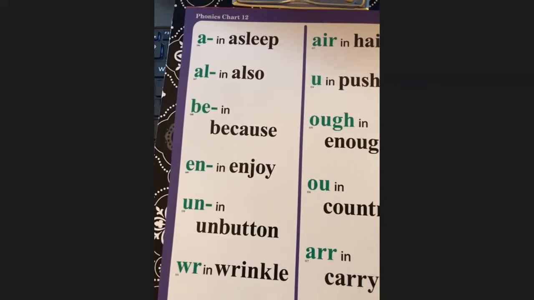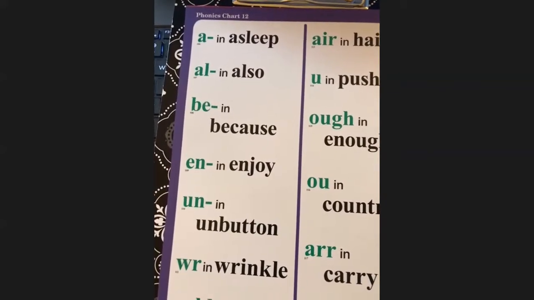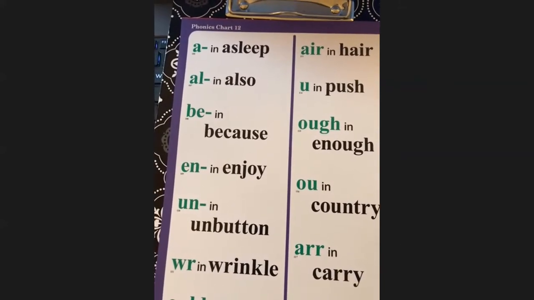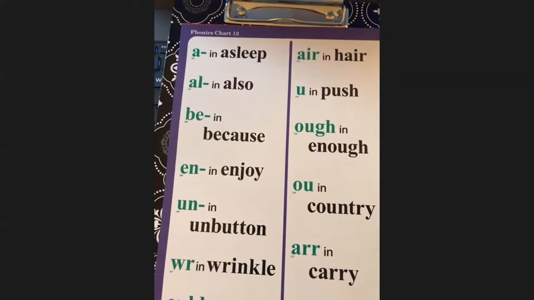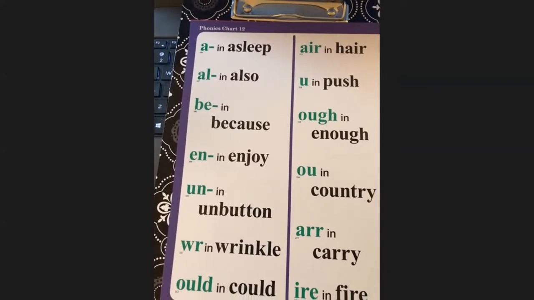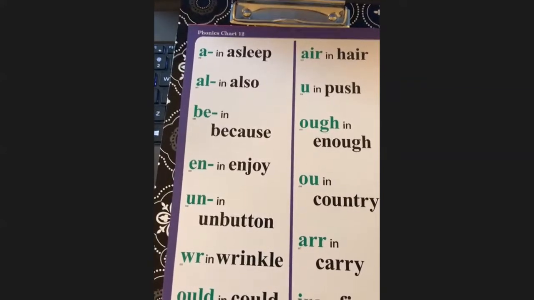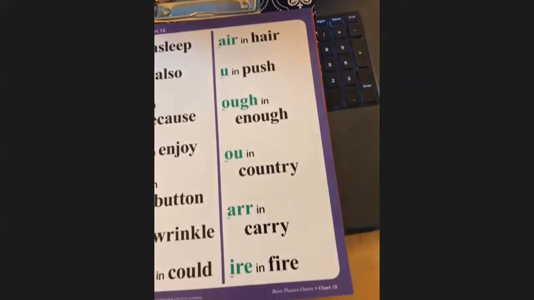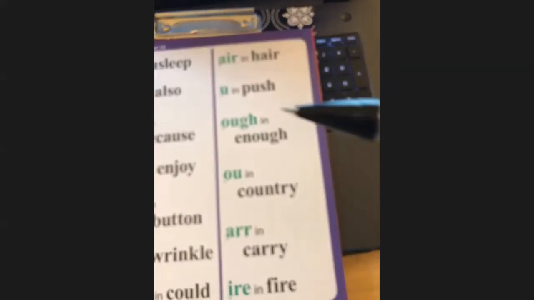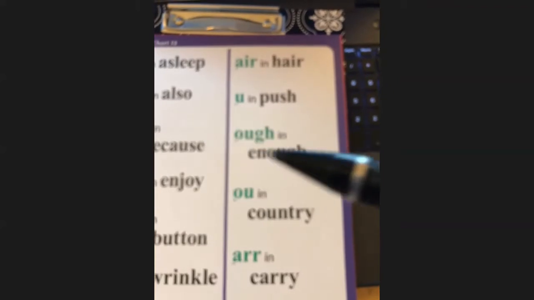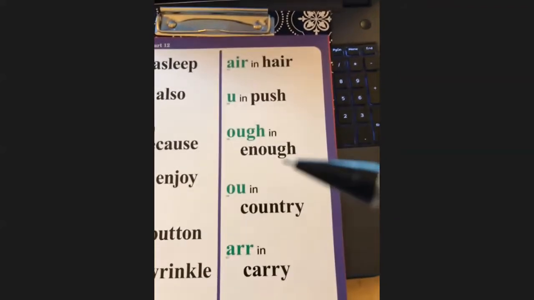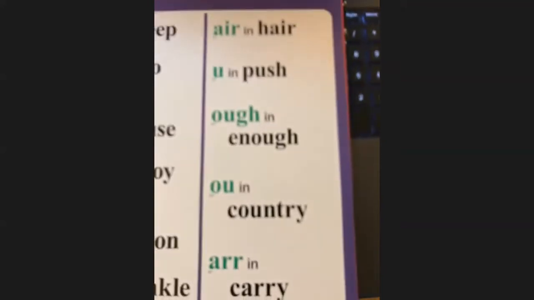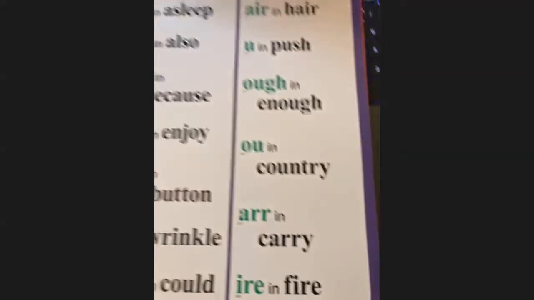The A is the prefix, and sleep is the root word. Okay? Also. B, because. N, enjoy. Unbutton. Okay, now let's look at any other words that we have. Oh, enough. Boy, that one we really have to study, make sure that we understand. O-U-G-H. Next chart.